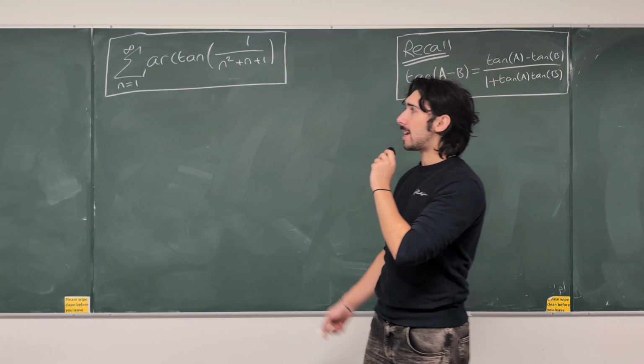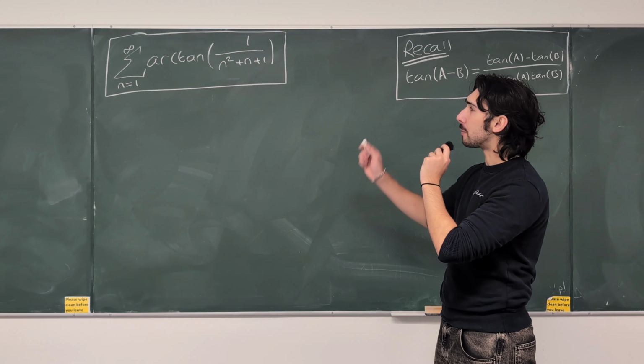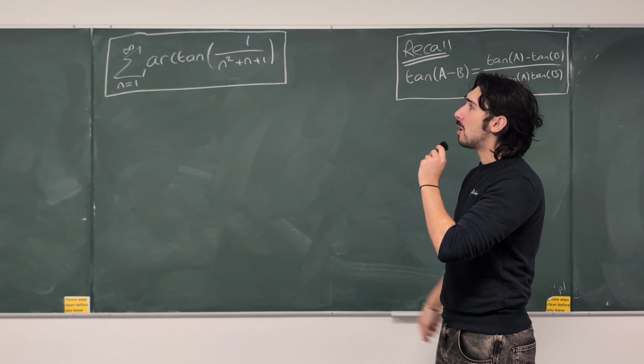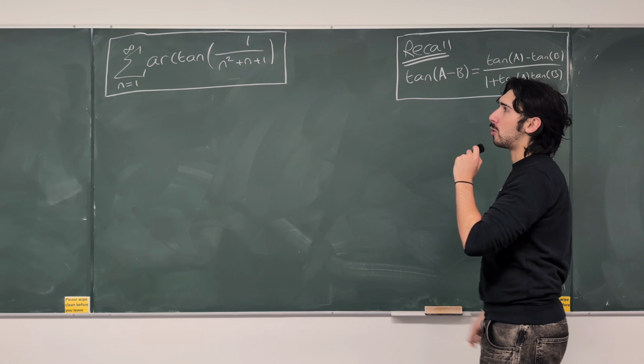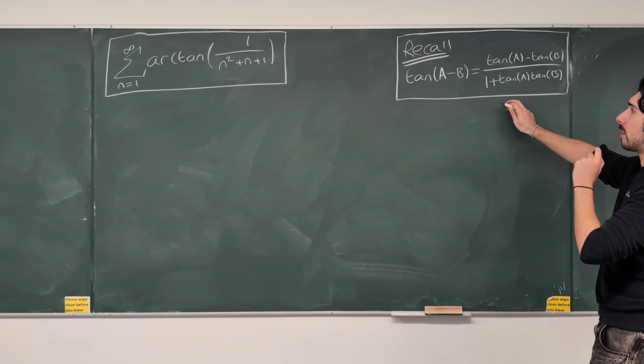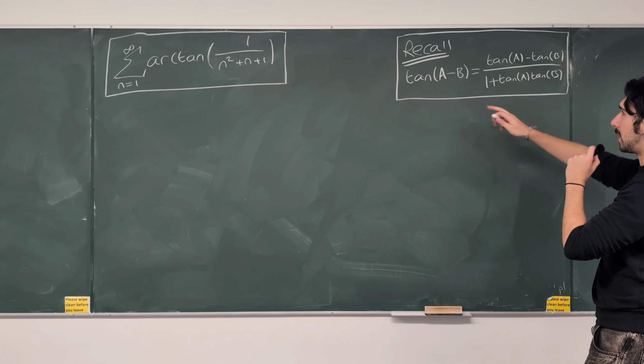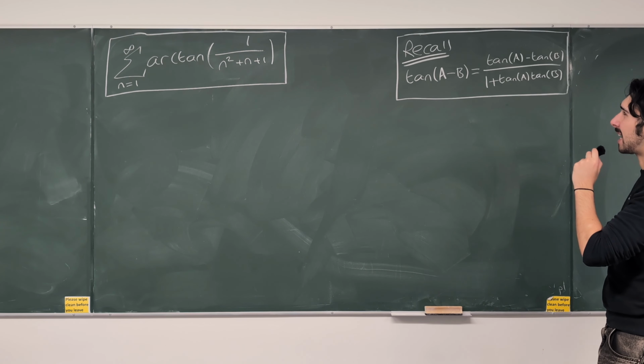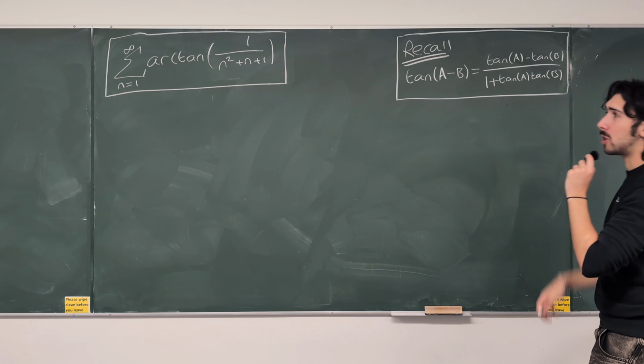In this one we're looking at a crazy looking summation. It's the sum from n equals 1 to infinity of arctan of 1 over n squared plus n plus 1. And we're actually going to use one of the compound angle formulas, or the addition formulas, for tan. It's tan of a minus b. We're going to use this result in a minute.